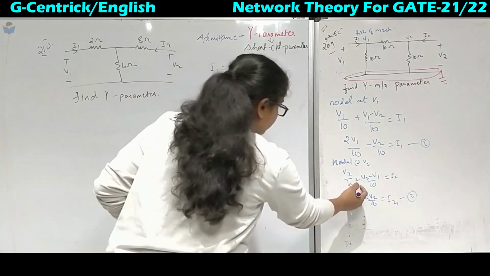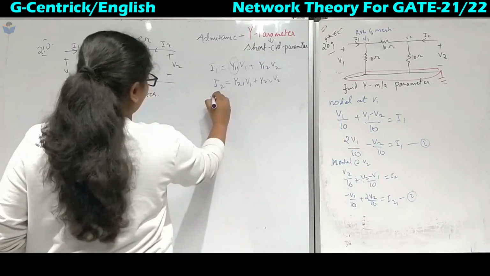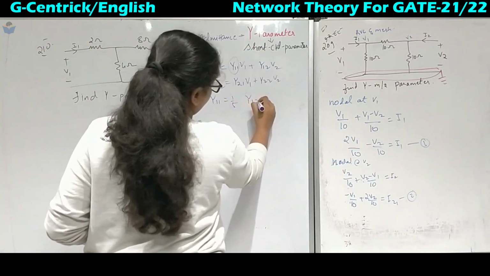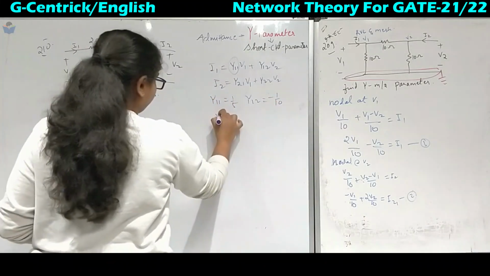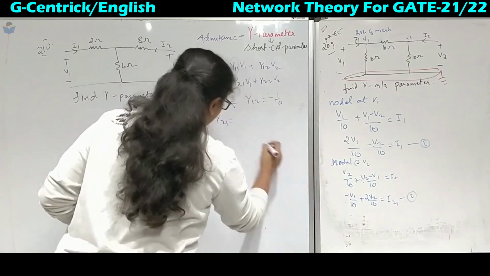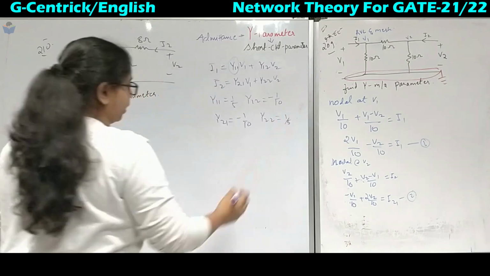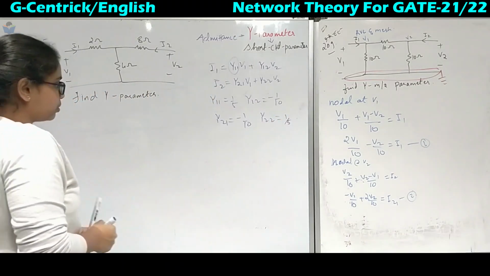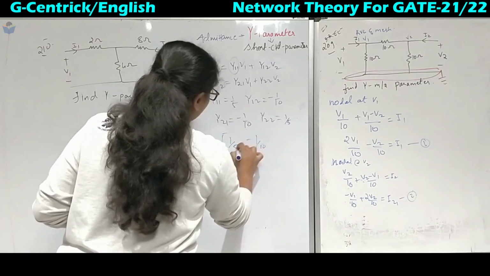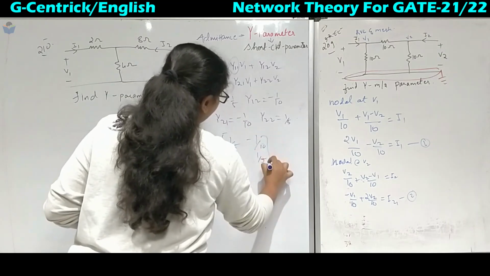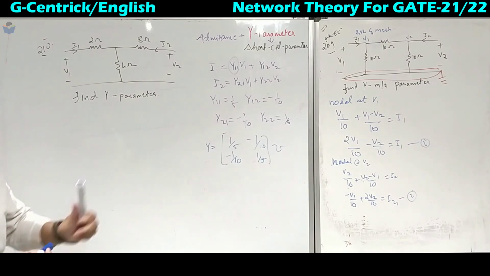Okay, so now see here, this is the first equation for I1, this is Y11, so it will be 1 over 5. Similarly for Y12 it is minus 1 by 10. Okay, so Y21, this parameter is minus 1 over 10, and for Y22 we have got 1 over 5. So we can easily form the admittance matrix now. Y is equal to [1/5, -1/10; -1/10, 1/5], and the unit is Siemens. So this is how you calculate with the conventional method.